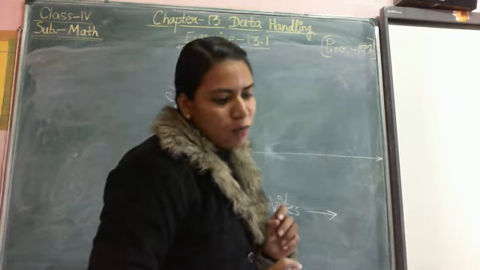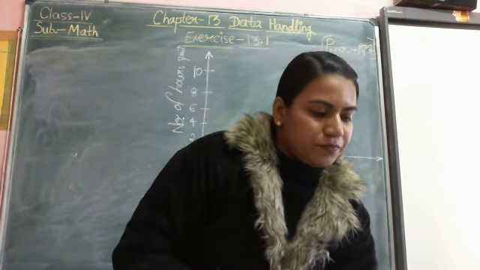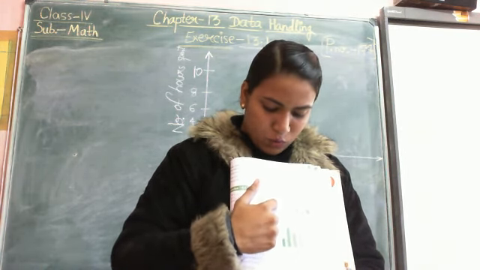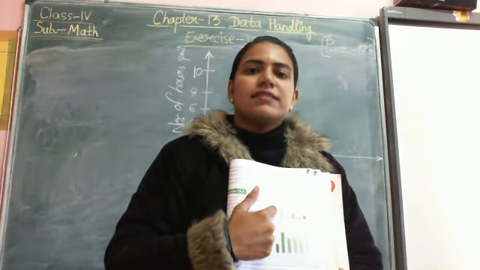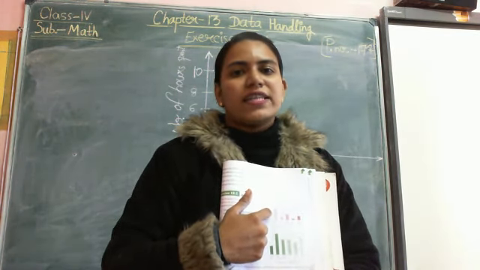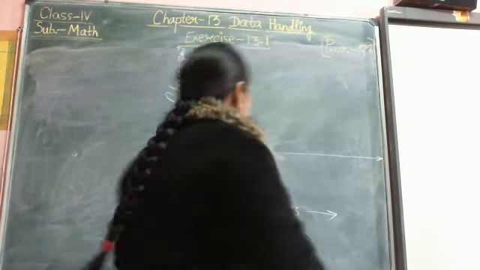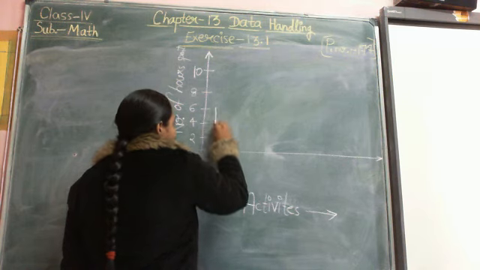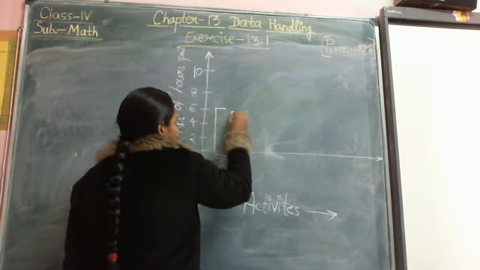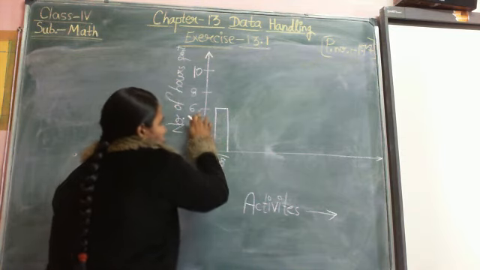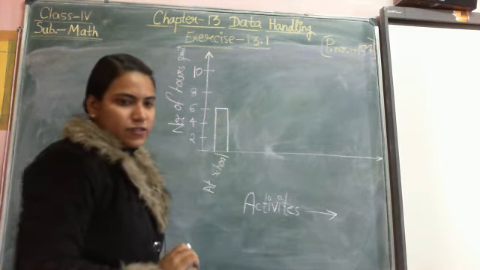Now the first activity is at school. At school, how many hours did he spend? The length of the bar is up to 6. It means 6 hours Rohan spent at school.